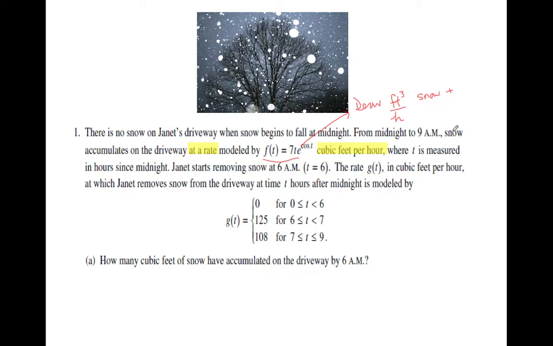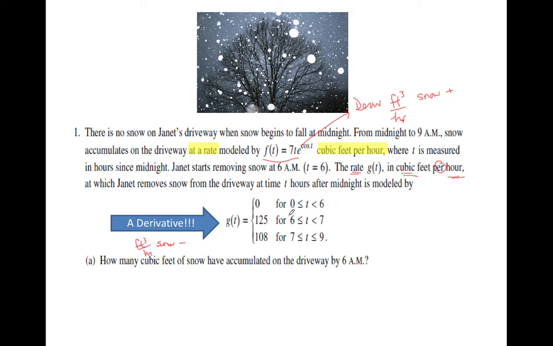So here's another rate. G is a derivative. How do I know? It tells me the rate, and this function is also in cubic feet per hour. So G is also a derivative in cubic feet per hour, and this is Janet taking snow away.